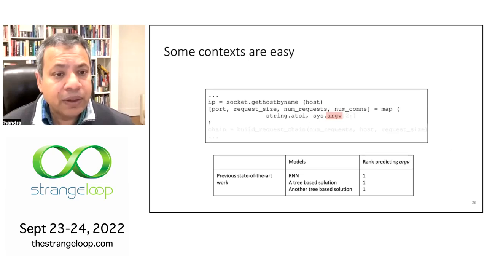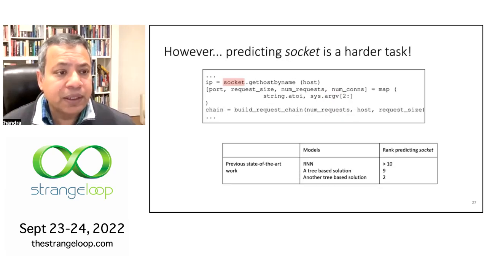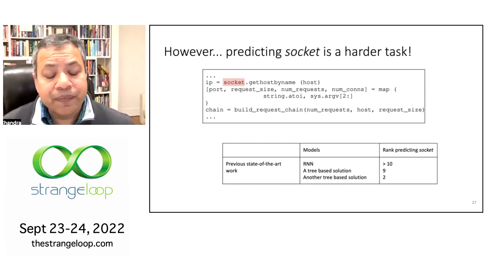So that's pretty good, but contexts differ. So here is a different context where we are after IP equal sign, and let's say we expect the word socket to be predicted. In this particular case, maybe our RNN ranks the prediction of socket actually pretty low, and maybe some of these other solutions also rank the right answer lower, or at least lower than rank 1.